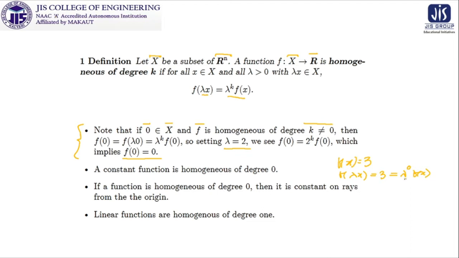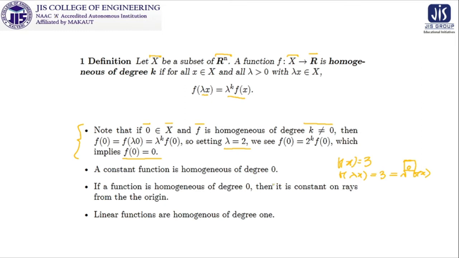I think there will be no confusion on this because 3 is f(x), and to make it comparable with this particular expression we can write it as lambda to the power 0, because it is 1. So what we get, the power of lambda is 0 and the whole function is expressed in the form of lambda to the power k f(x). So from this we can conclude that a constant function is homogeneous of degree 0.